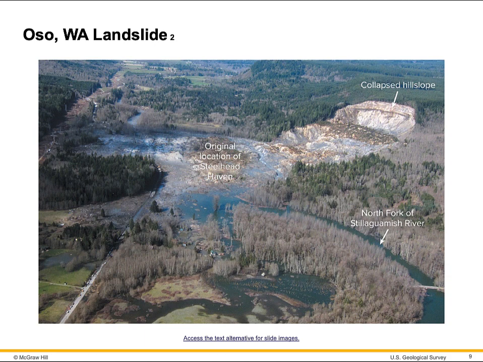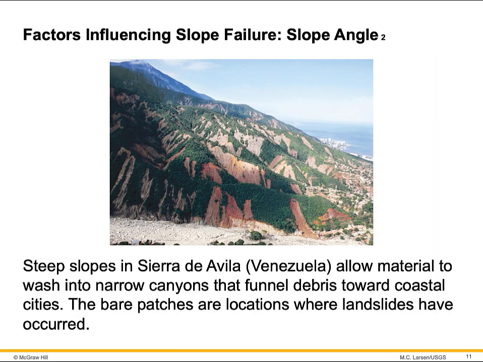Factors influencing slope failure. Slope angle. Gravity moves materials down a slope. Friction acts to prevent or slow the movement of material down a slope. Steeper slopes are more likely to fail. Think of a slide on a playground. The steeper and smoother the slide, the faster you go.